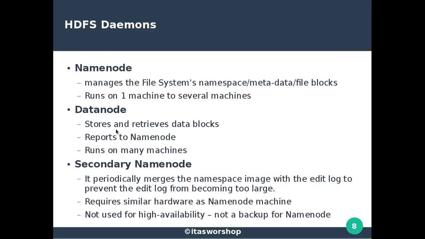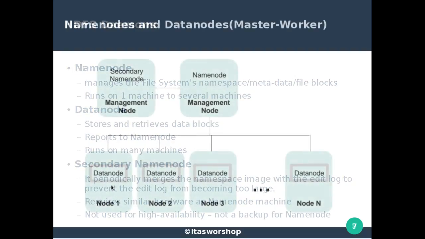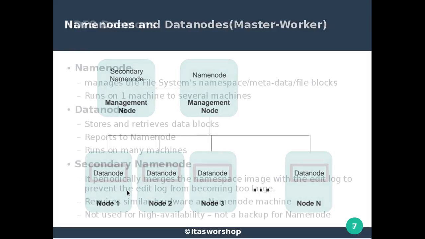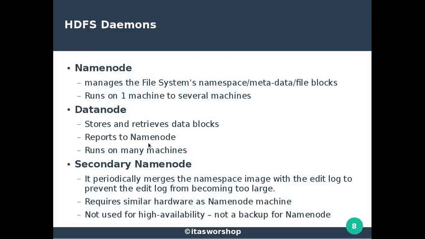And the data node stores and retrieves data blocks. The actual storage of data is happening at the data node. The name node just has the namespace metadata, and on the data node we are really storing the data or files, and it reports to the name node. Data nodes are workers, and workers are supposed to report back to their manager, which is the name node here, and they run on many machines. The name node can be on one machine, but data nodes will definitely be on several machines.